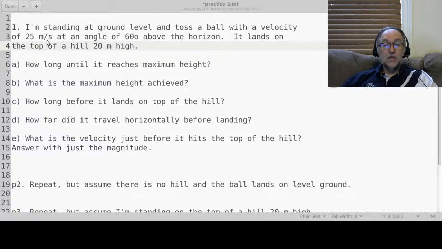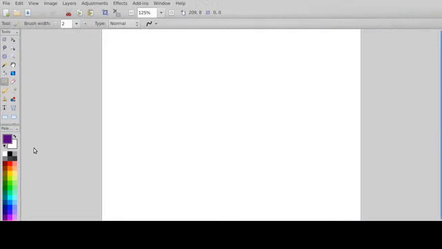So the first step is to draw the diagram and draw just what you would see physically. So here you're standing at ground level. There's a hill 20 meters high, and you throw the ball, it goes up and it comes down. All right, so let me switch to my other whiteboard like that. Okay, and I'm going to draw this in black. So just what would you physically see?